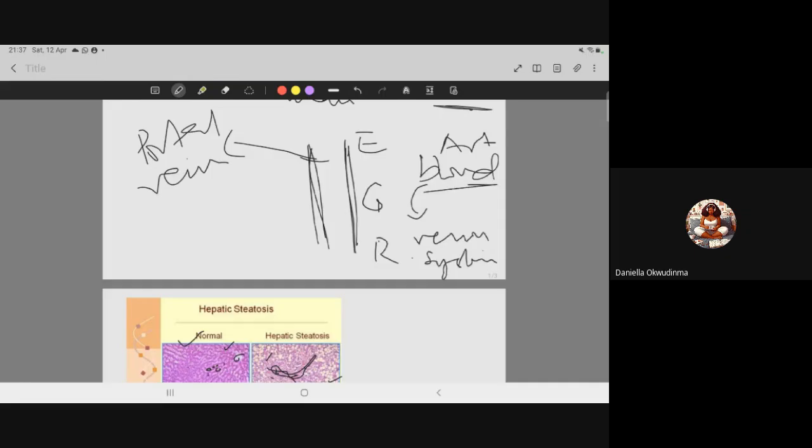So what happens is your arterial blood is there. Your gut cells utilize your arterial blood. Now it is time to drain into your venous blood. So you have the systemic venous system that is going on, right?